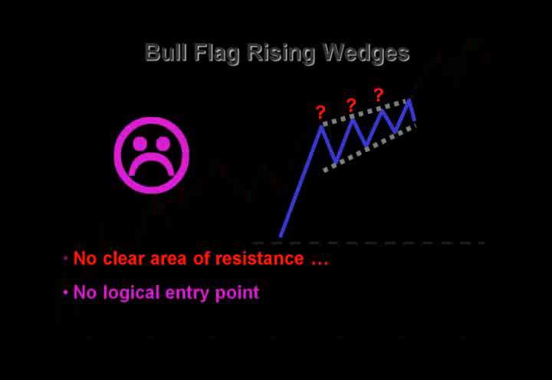We don't have a top of the entire pattern, which is a clear area of resistance. What we've got is a drifting up. We don't have any clear areas as to where we enter our trade. Not only that, but we also don't have a clear area as to where we put our stop loss either. So this is why we don't like rising wedges in the context of bull flags. Let's now look at bear flags.